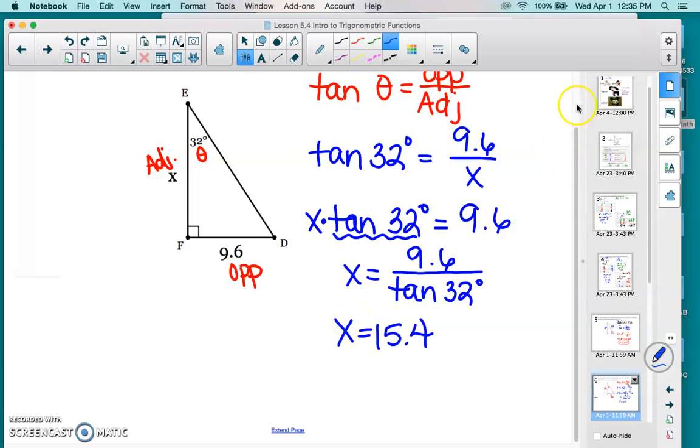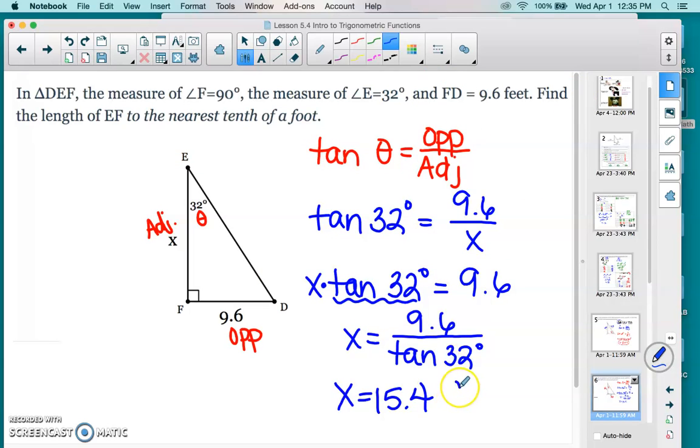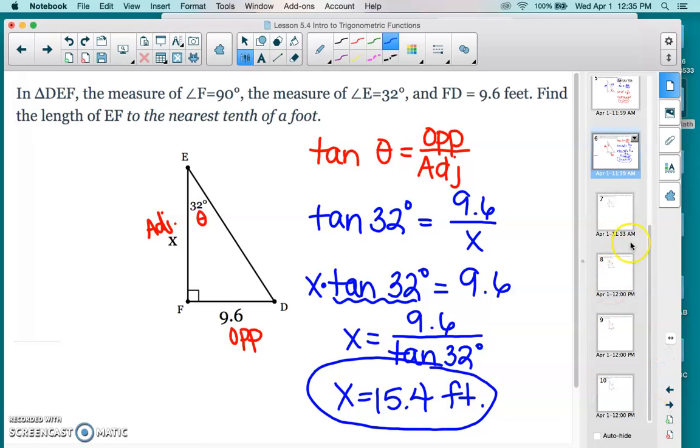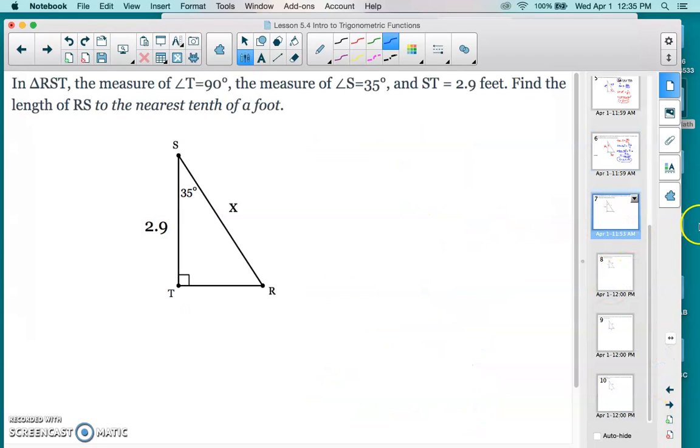15.4, and I didn't see a unit of measure, feet again. Okay, you got that one. Okay, one more like this.